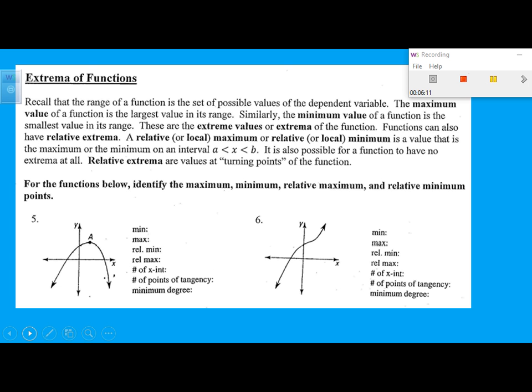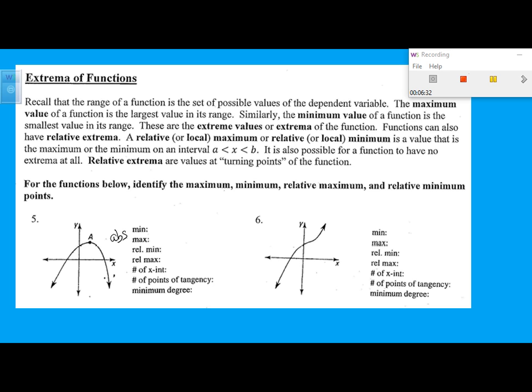Now, pop over to number 5. I need to talk to you about absolute extrema and relative extrema. Absolute is really what it sounds like. It's the absolute highest or lowest place on the graph. So for instance, on number 5, the max and min, if you would put the word absolute in front of that, that'll be on every example.